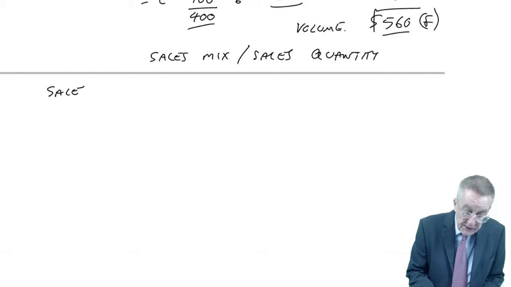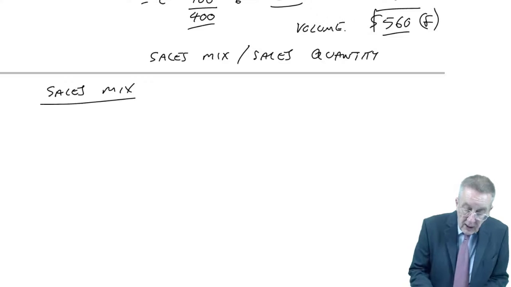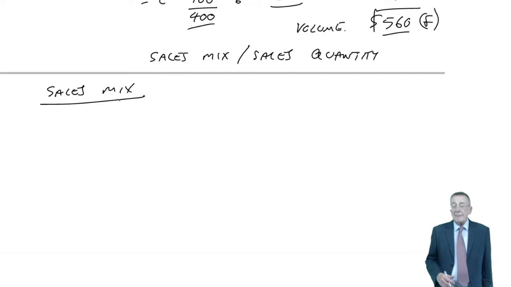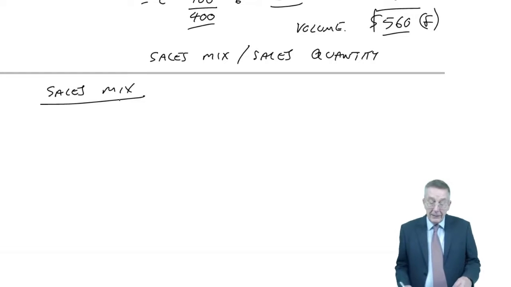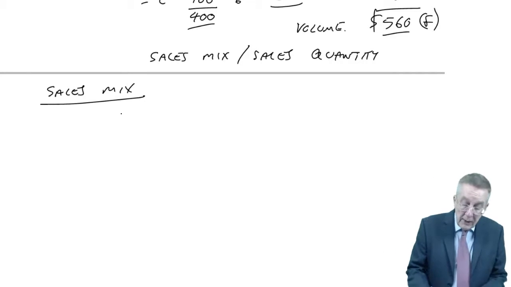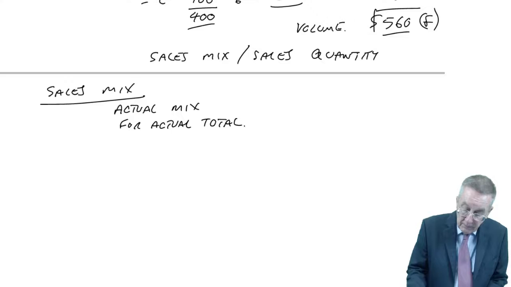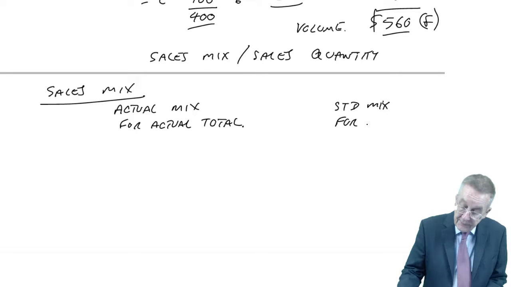First of all, let's do sales mix. And I'll do it in columns, the same sort of way as I did for materials mix. We'll compare the actual mix for the actual total sales with the standard mix for the actual total.